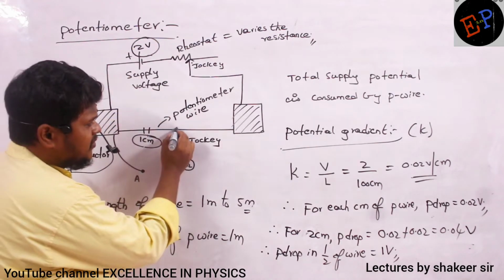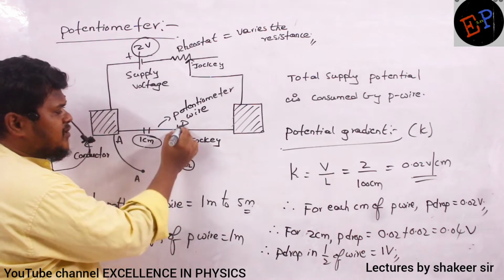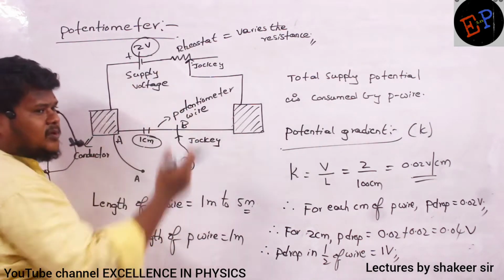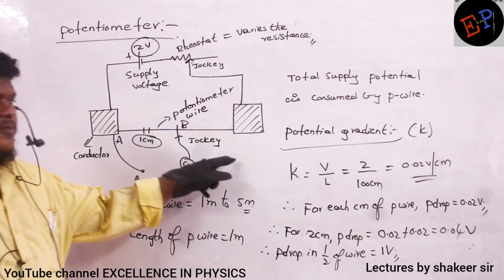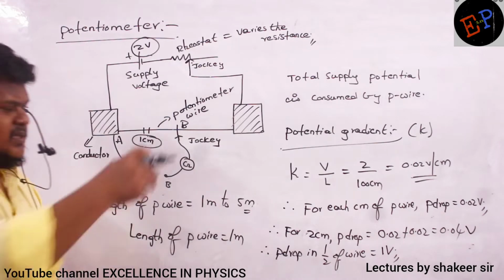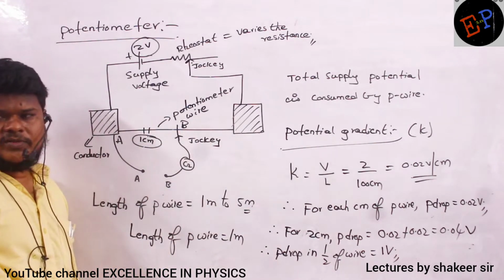So in half of the wire, from point A to point B, if it is half of the wire, then half of the wire will consume how much voltage? 1 volt, half voltage. The remaining half will consume the remaining half. Is it clear? You should be very clear on this concept, then only you can understand the working of the potentiometer.